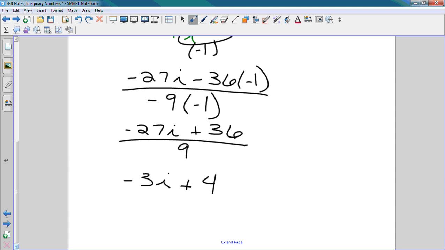Is that written in correct form? No. No, what do I have to do? Switching. Yeah, switch the order. Put your real number first and your imaginary number second.